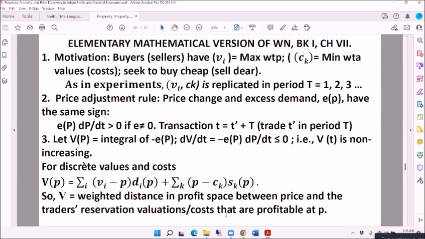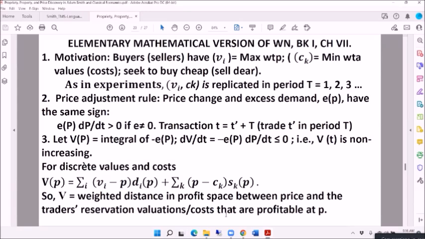Motivation is buyers want to buy cheap, sellers sell dear, but they have these maximum willingness to pay and minimum willingness to accept. And if we assume, as in the experiments, that trading takes place across a series of periods. So period one, buyers and sellers all show up with a desire to buy or sell. Period two, that desire to buy or sell is refreshed and goods are flowing into the market and off the market, okay, in each period.